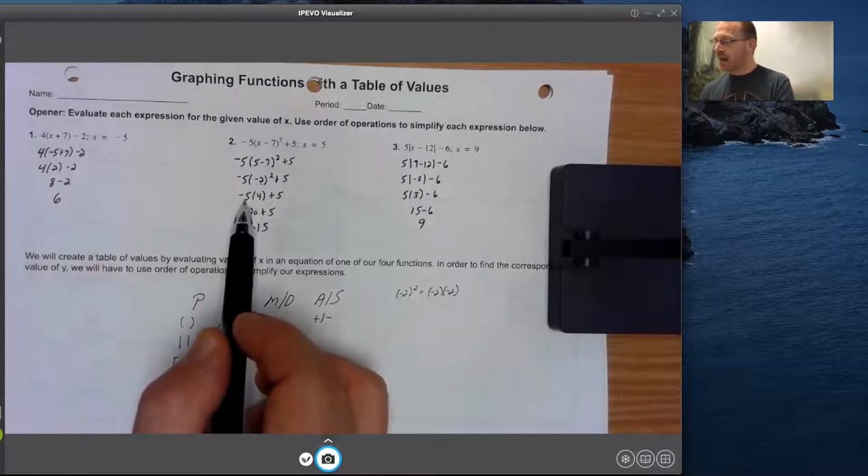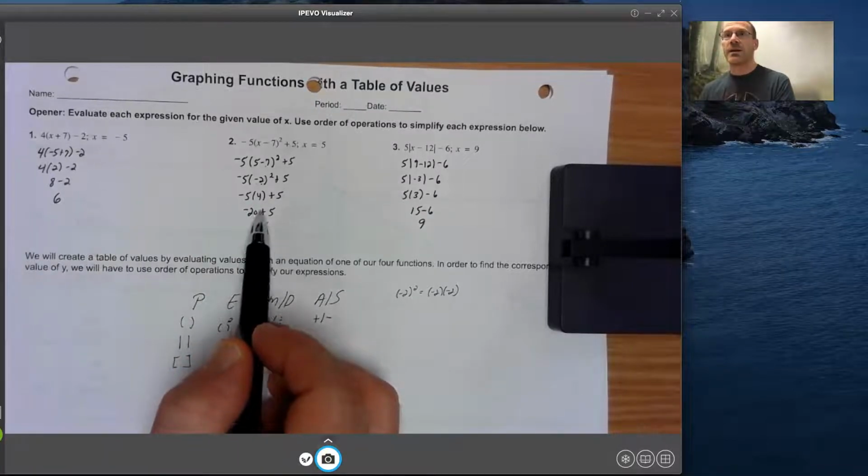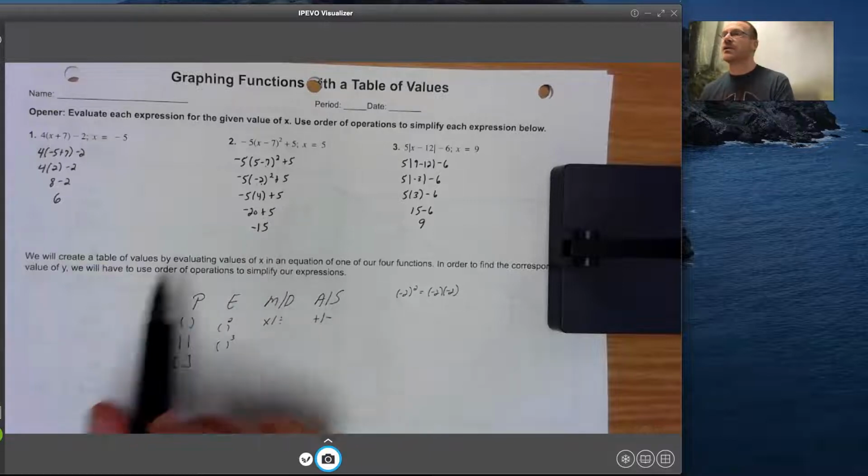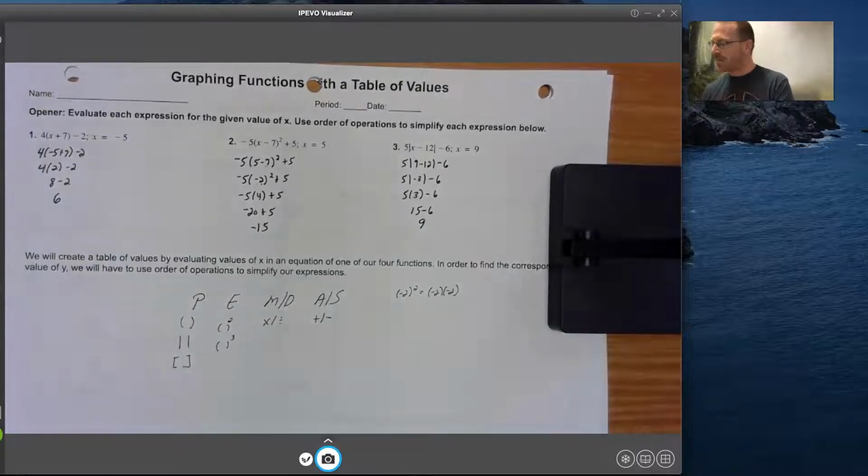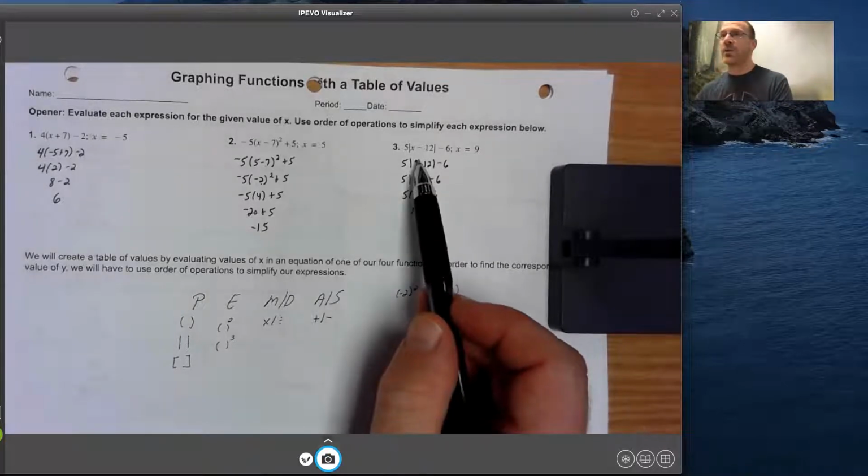All right, so -5 times 4 is -20, and then I bring down the addition. -20 plus 5 is -15. All right, now let's go to our final problem here.